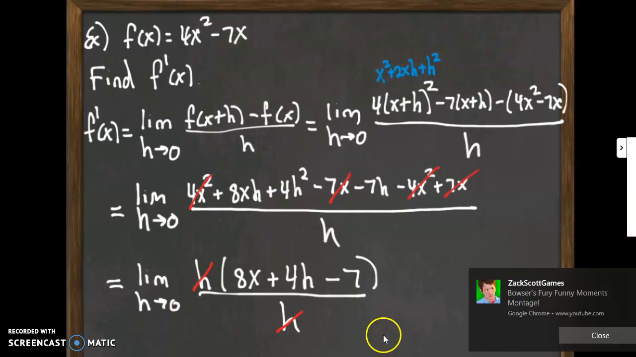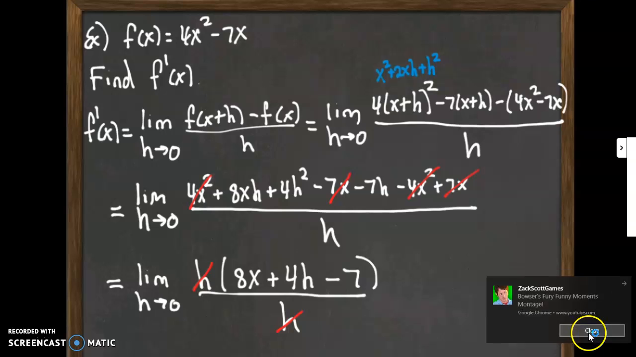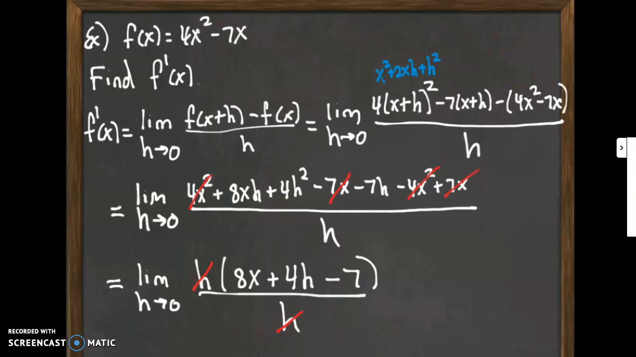And now, finally, we can allow h to become 0, giving us the derivative of f of x equals 4x squared minus 7x to be 8x minus 7. 8x minus 7.